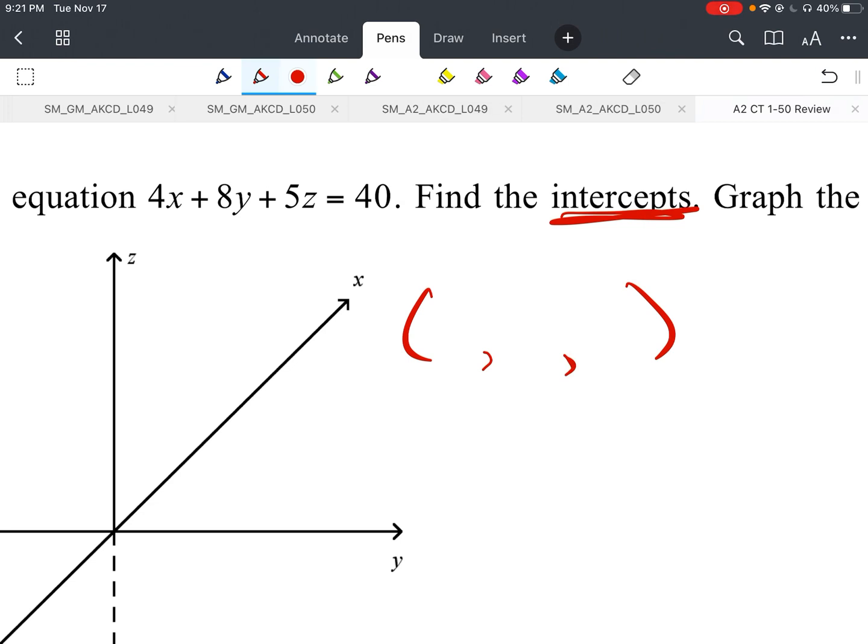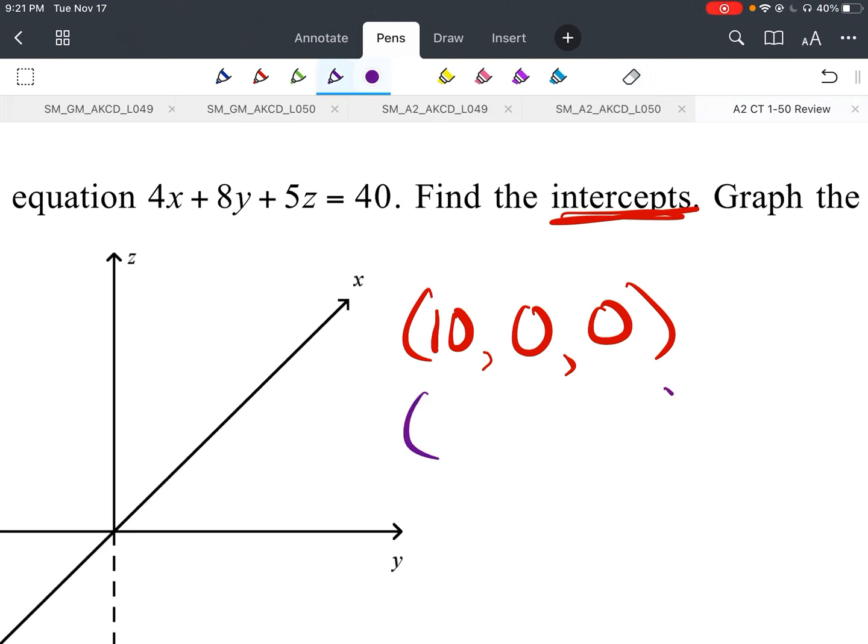So let's do the x-intercept first. So my y is 0, my z would be 0. What would the x value be? Well, if I cover this up and cover this up, that means 4x is 40, so x would be 10. Okay?